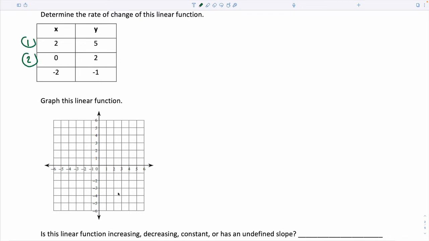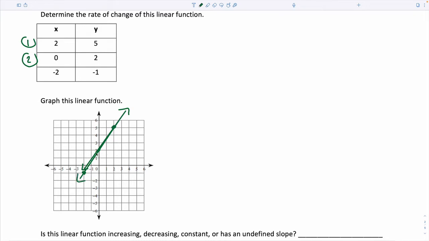So go over 2, up 5. Go over 0, up 2. I told you guys that you didn't need rulers, but I'm now regretting my decision. Just try your best to put a line with your binder maybe. Connect those 2. You could have also used -2, -1, but we didn't have to have a 3rd point. You could if you want to.